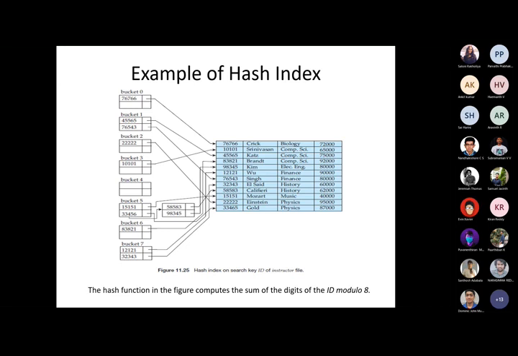So here you use a simple hash function, which is going to be the sum of the digits in the instructor ID mod 8, right? So hope you can follow it, right?